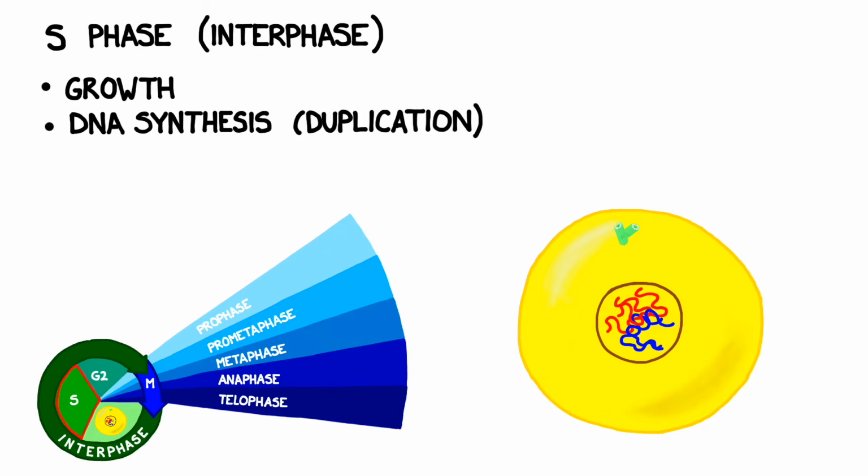In S phase, the cell grows and it duplicates its DNA. There are now 2 copies of every strand. When the cell divides in half, one DNA copy will be in one daughter cell and the other DNA copy will be in the other daughter cell.